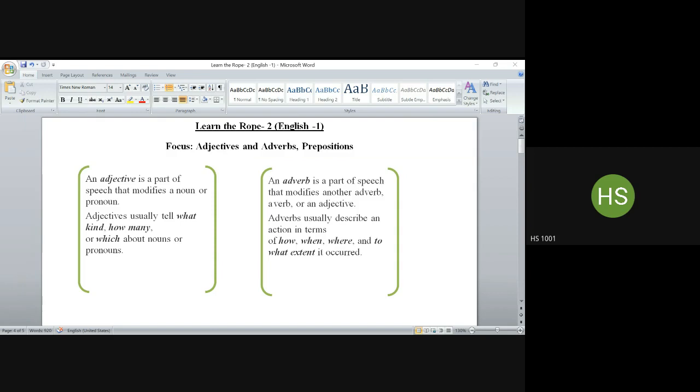You're expected to write all these adjectives in a certain order with respect to what should come first. Should opinion come first, or should size come next? Should color come next, right? So this is referred to as adjective order.